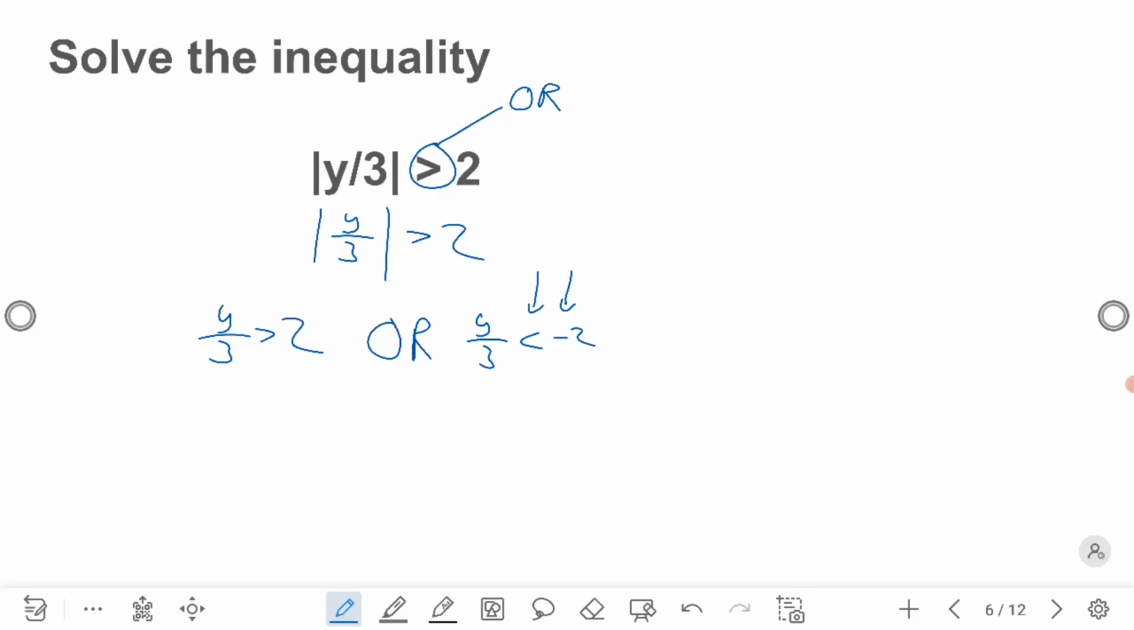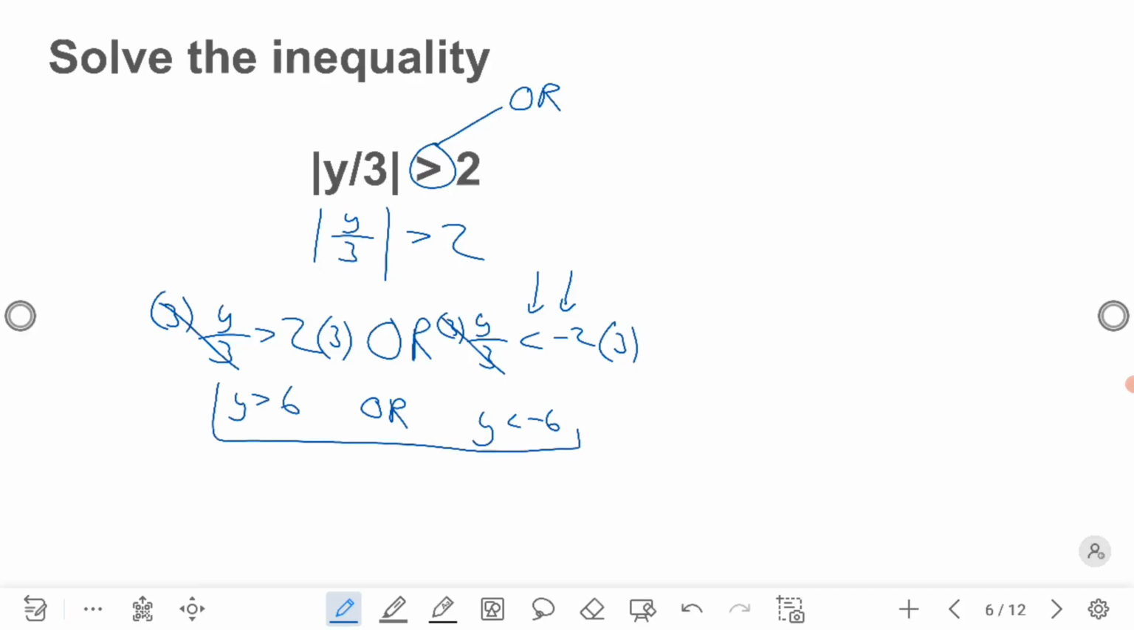Once you've done that, now I just solve. I have y divided by 3, so I'm going to multiply both sides by 3. I get y is greater than 2 times 3, which is 6. Or I come over to the other inequality, same thing, y divided by 3, so I multiply by 3 and have y is less than negative 6. So there's your answer.